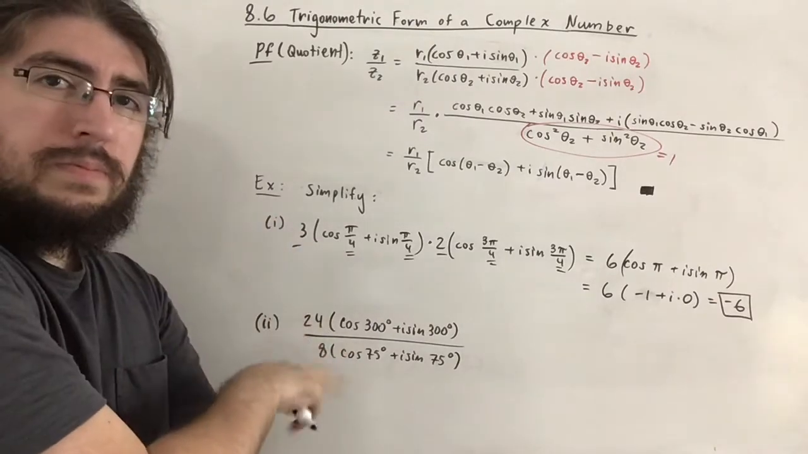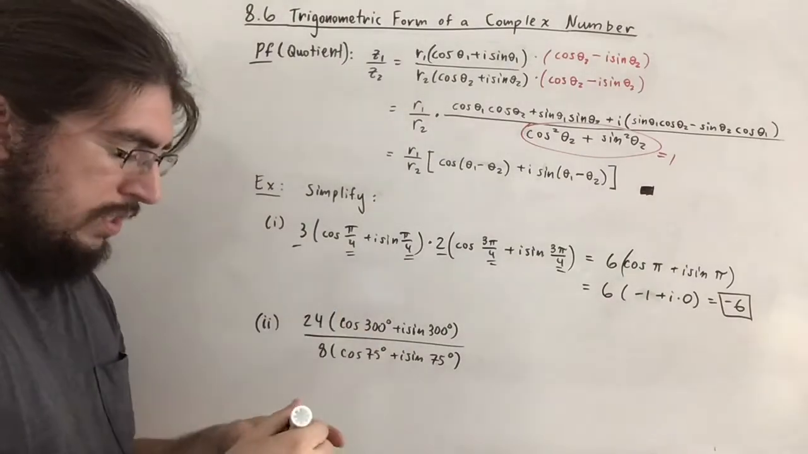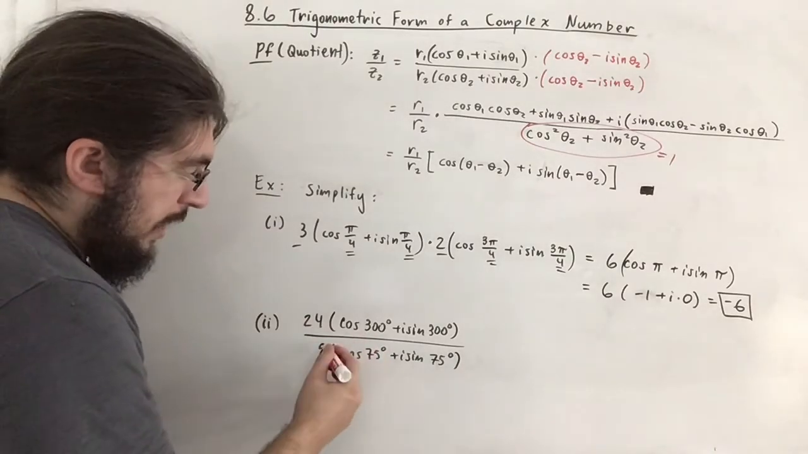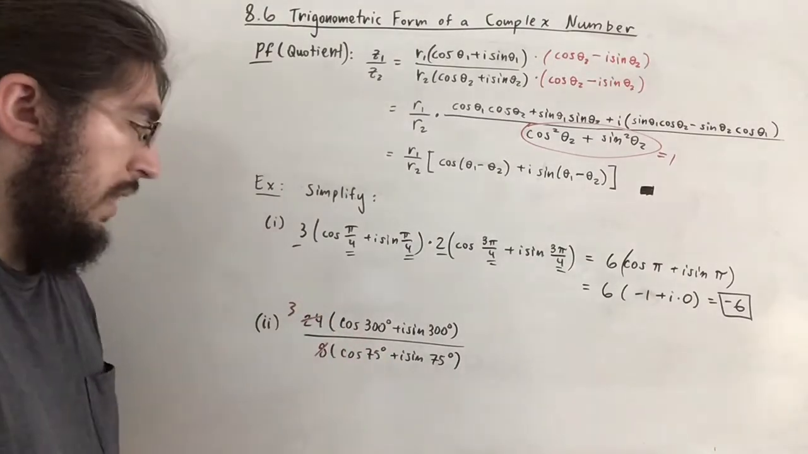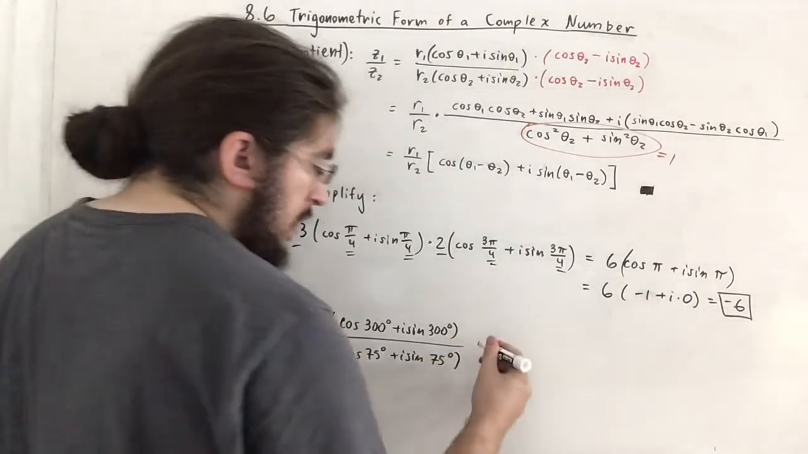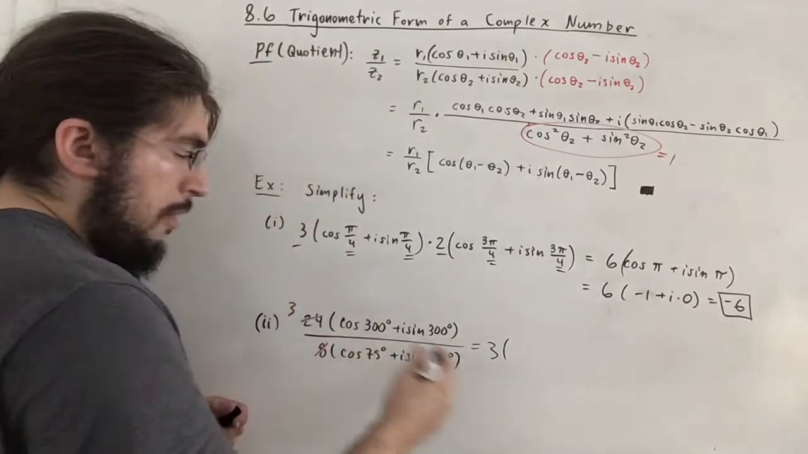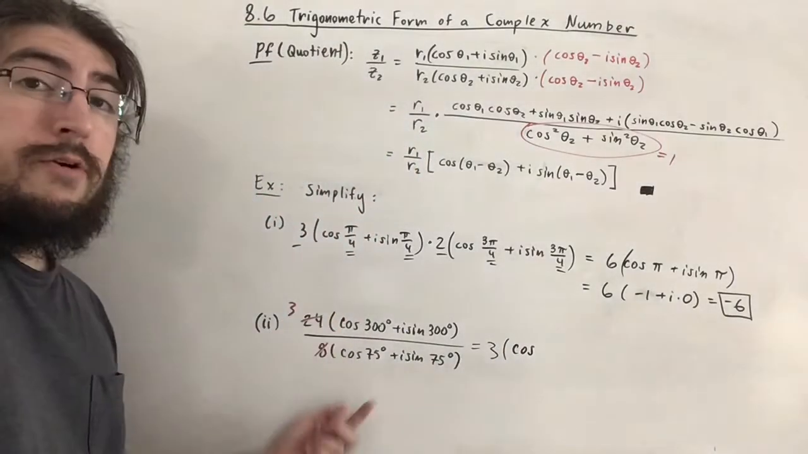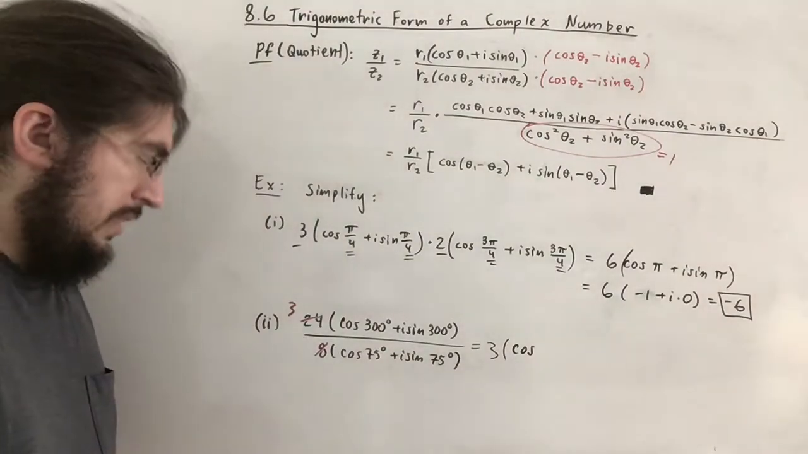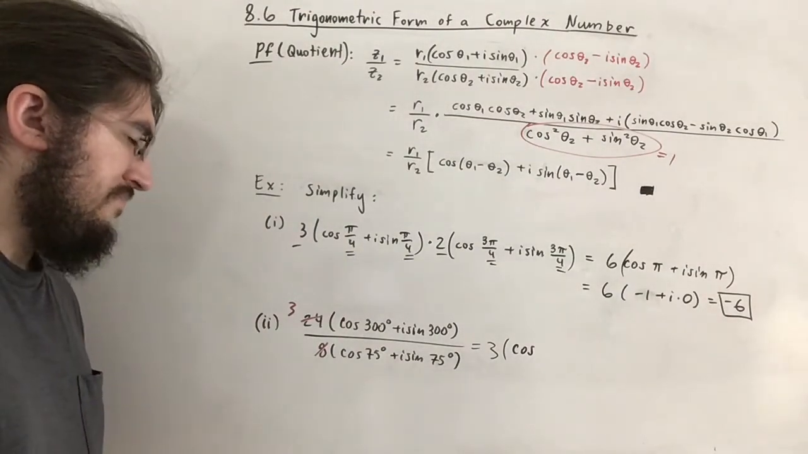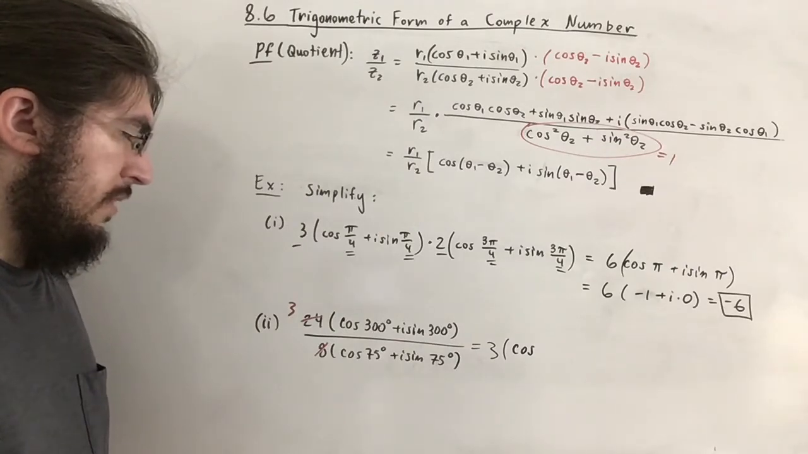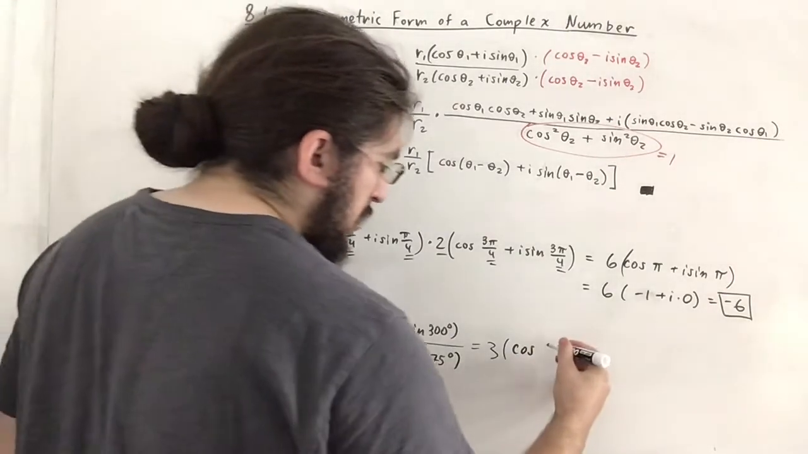But now for this quotient problem, of course, notice that the radii, 24 and 8, obviously 8 goes into 24 3 times. So that's what we end up with there. And for the arguments, cosine of, let's see, it's going to be 300 minus 75. What's 75 taken away from 300? Well, I'm just thinking for a moment here. But yeah, it's going to be 225. So it's 225.